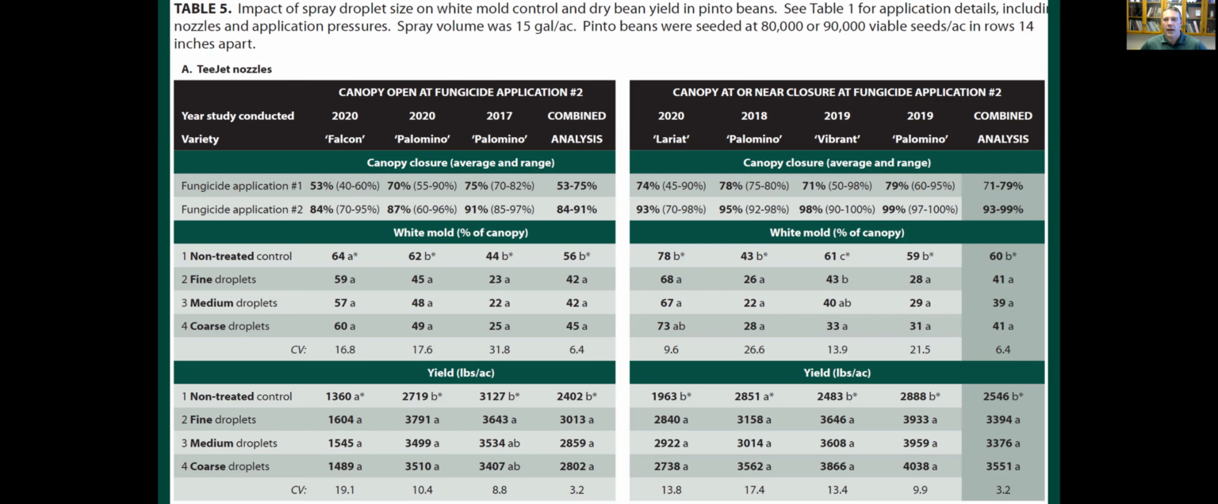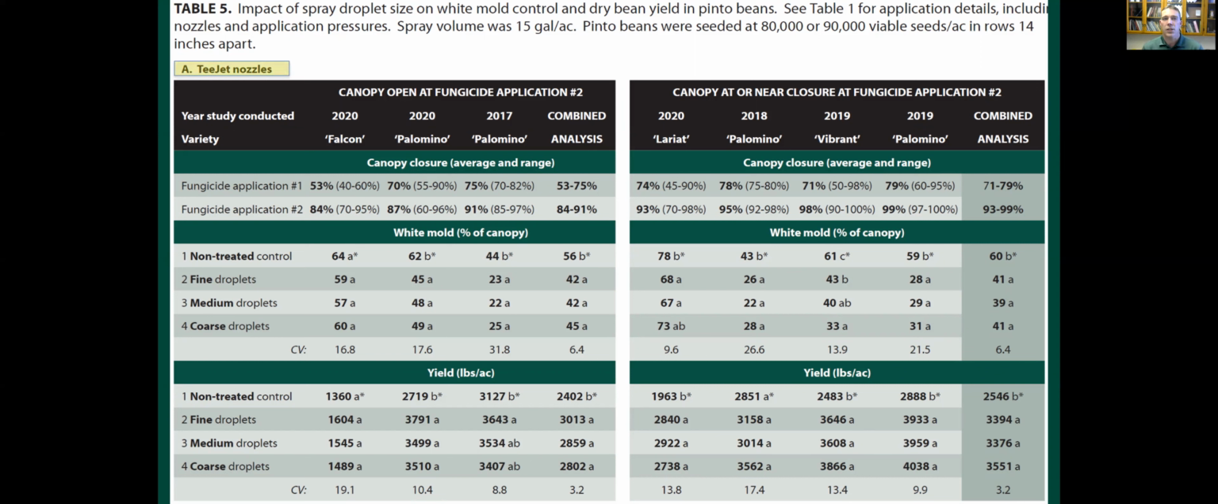This is table 5. And what I'm going to tell you is that a lot of it is based on canopy closure. If your canopy is not closed, if it's an open canopy when you're spraying, fine droplets are probably a little bit better. But if that canopy closes, you probably are looking at coarse droplets as a better option, and that's because you need that penetration. So I'll walk you through this a little bit.